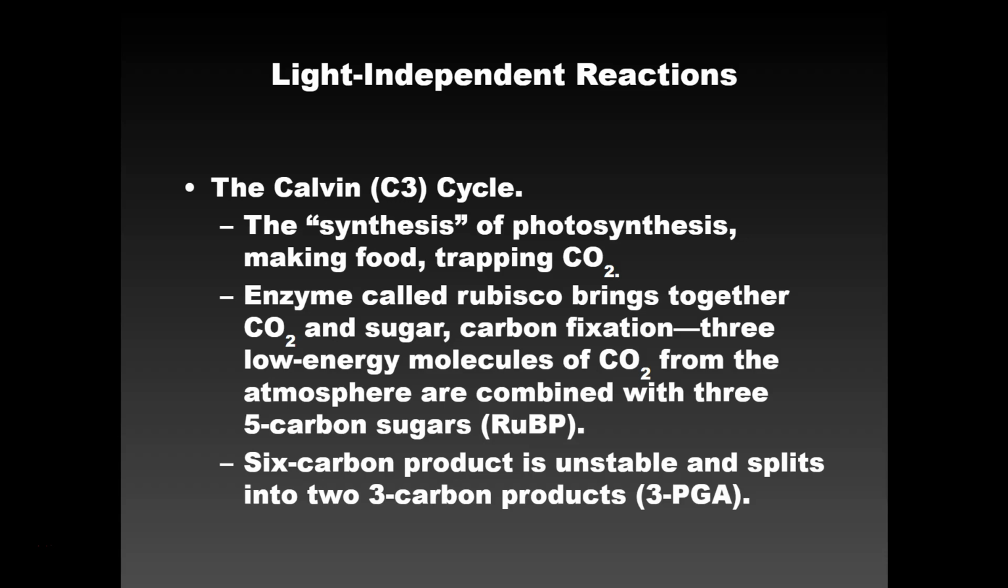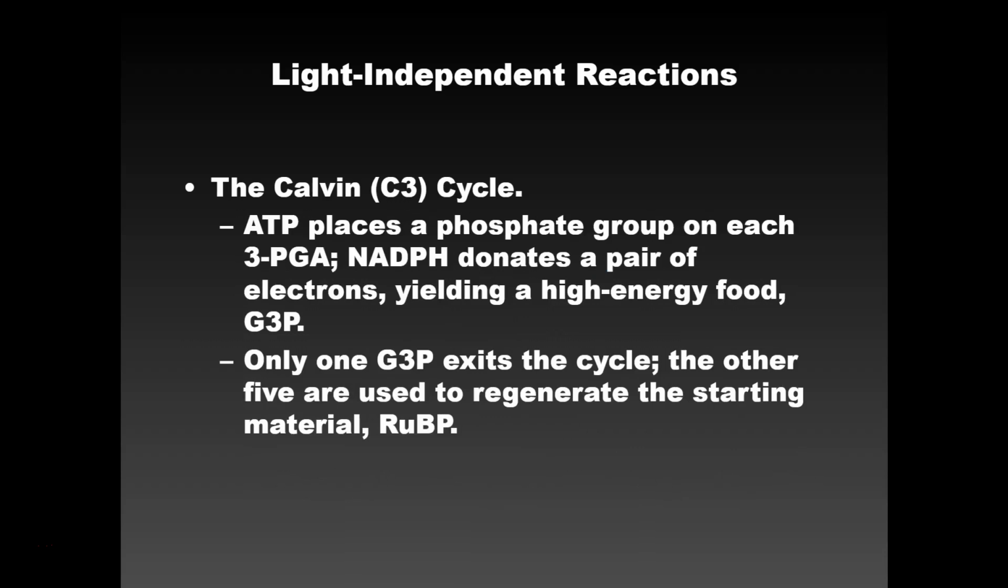We're going to see a diagram of this later if it's super confusing. So ATP places a phosphate group on each 3-PGA, and NADPH donates a pair of electrons, which gives you your G3P. G3P is a very important molecule, and only one G3P exits the cycle. The other 5 are used to regenerate the starting material, that RuBP. And the reason that those go back to regenerating RuBP is because this is, in fact, a cycle. So you start with RuBP, and at the end, you end with RuBP.